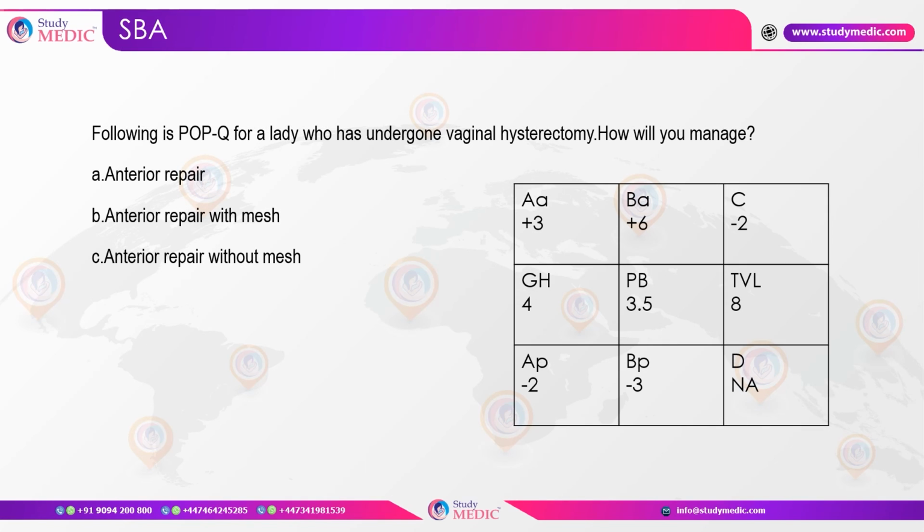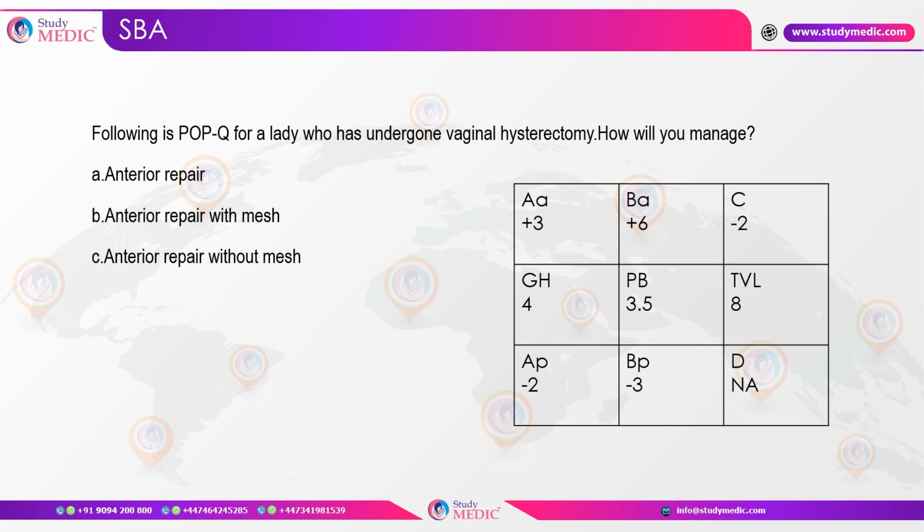Now, another woman who has undergone a vaginal hysterectomy, her POP-Q score looks like this. Aa is +3, Ba is +6, point C is -2, again indicating that this is a short vagina. Ap is -2, Bp is -3, D not applicable. So here again she has an anterior vaginal vault prolapse. What will you offer her?